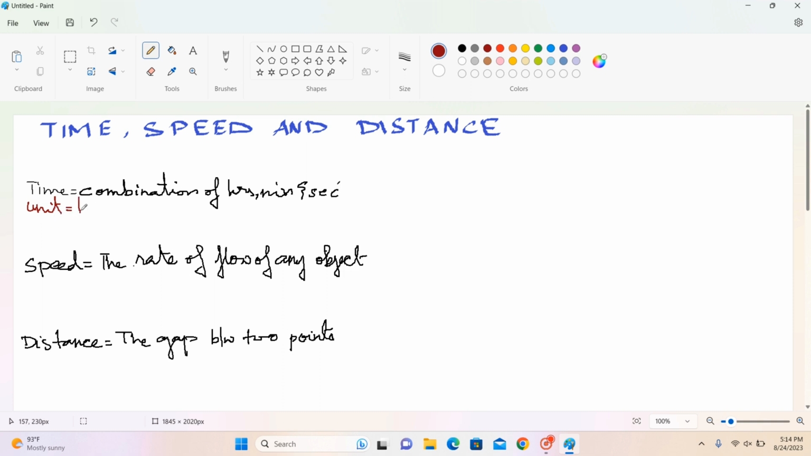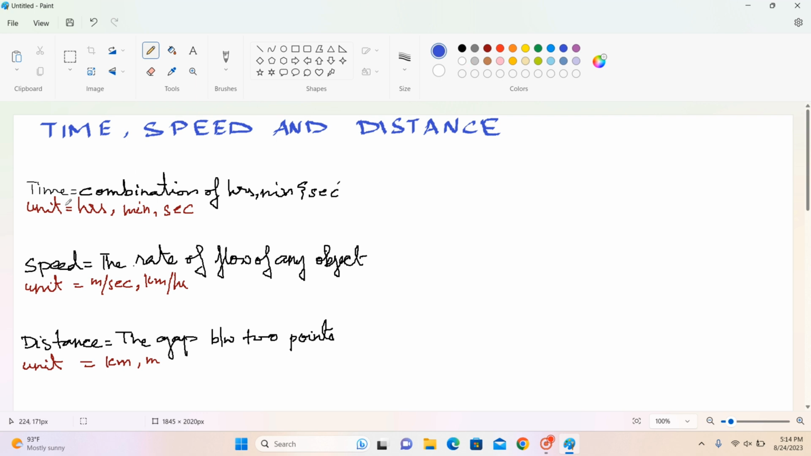For time it will be what? We can calculate time in hours, minutes and seconds. Again for speed it will be meter per second or else kilometer per hour. It means in 1 second we are able to travel how many meters, or in 1 hour we are able to travel how many kilometers. Again the unit of distance will be kilometer or else meter. Okay. So these are the units of time, speed and distance.